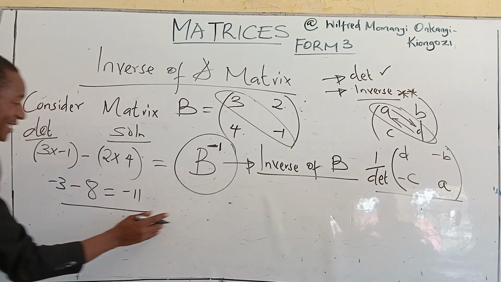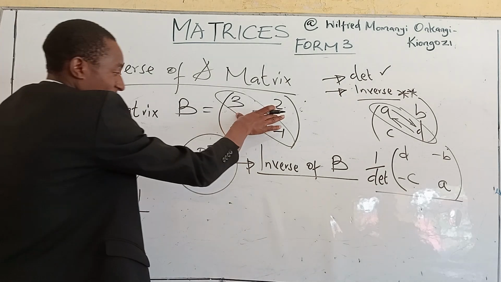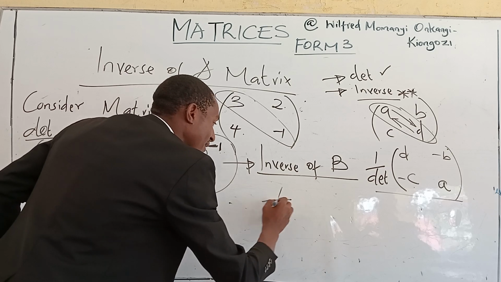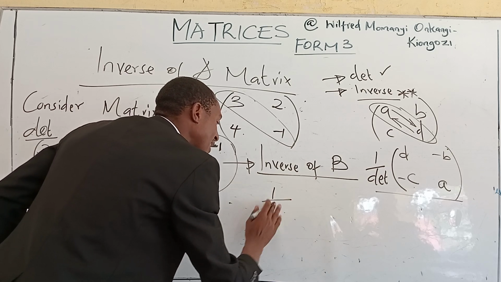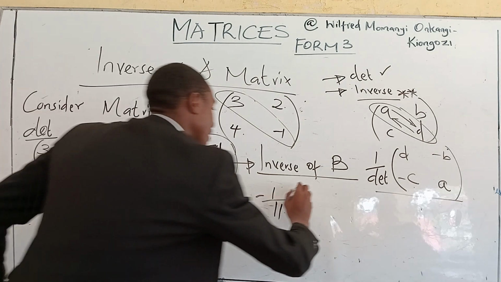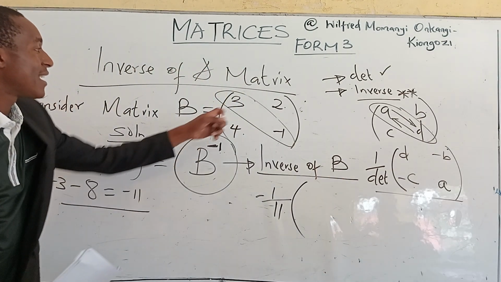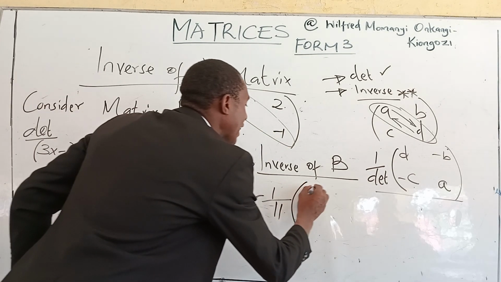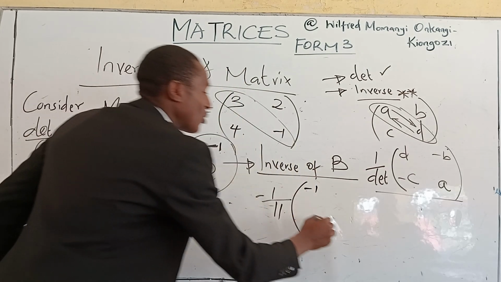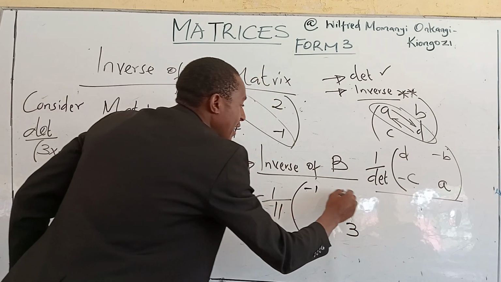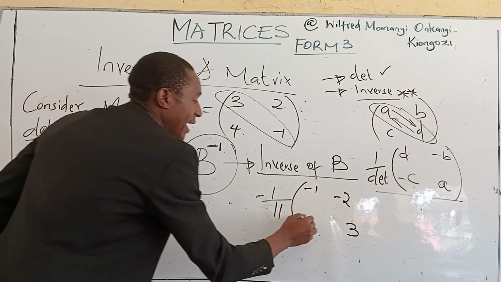Let us now apply it in our matrix. So the determinant is negative 11, so we shall have now the inverse, 1 over negative 11. You can say negative 1 over 11. Then you multiply with and change the matrix. The position of 3 and negative 1 changes. They switch positions. Negative 1 begins here, and of course 3 goes down here. And then introduce negative, negative. So this is negative 2, and this is negative 4.